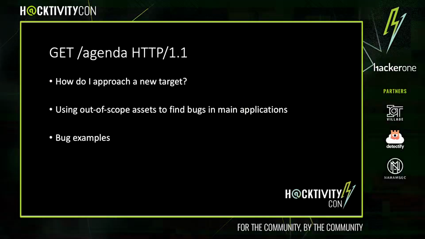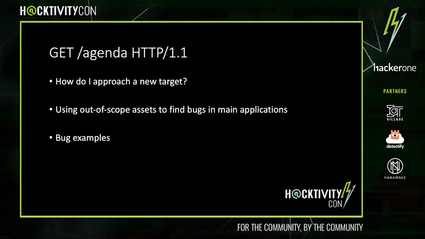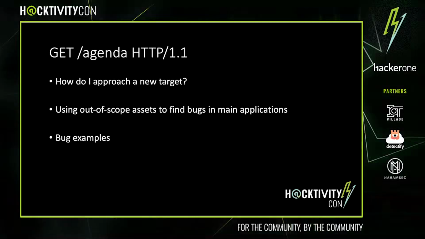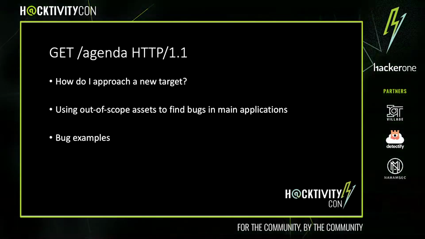To start this off, I'm going to talk about how I approach an application when I start hacking, how using out-of-scope assets can result in impactful bugs in the program's core assets. And lastly, I'll show a few examples of bugs I found. Unfortunately, I must redact most of the details, however, I can still show you guys the techniques I've used.